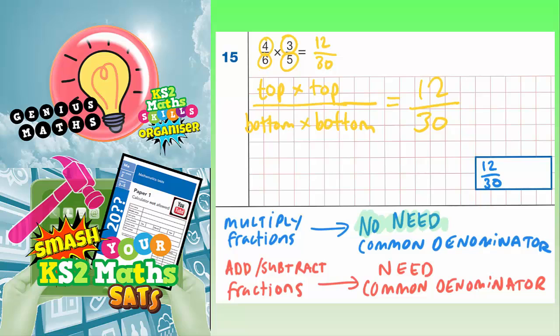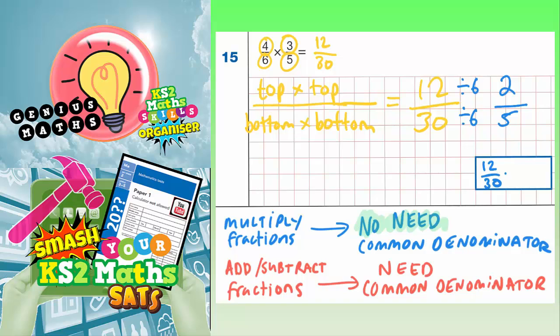But if you want to be really clever and actually simplify it, then you are looking for a number that can divide into both 12 and 30. Well, they are actually both in the 6 times table. So if you divide them both by 6, 6 into 12 would go twice, and 6 into 30 would go 5 times. So you could actually put 2/5.